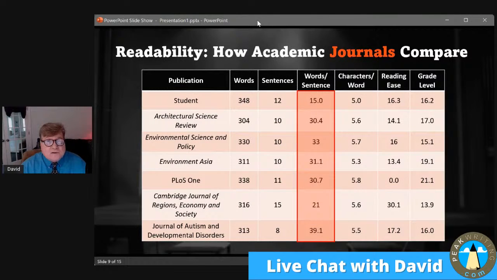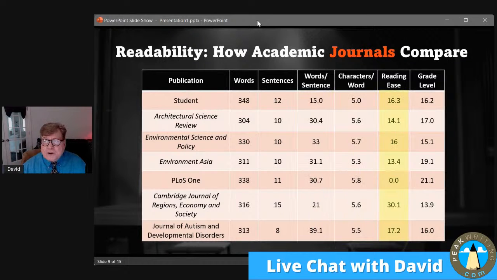Notice how all of the science journals have about the same number of words per sentence. Architectural Review, Environmental Science and Policy, Environment in Asia, PLOS1. The Sociology Journal has less, but the medical journal is even higher than the environmental science journals. That was interesting to me. And that 39.1 is a somewhat significant difference.